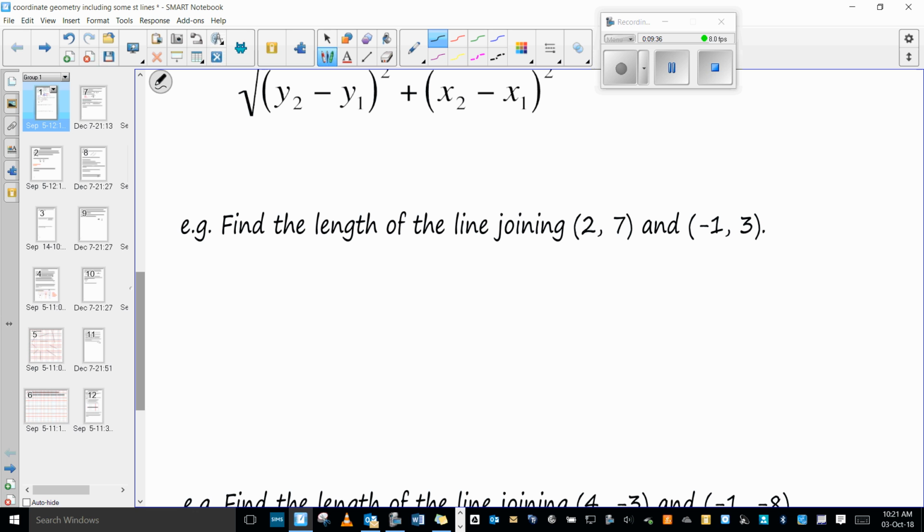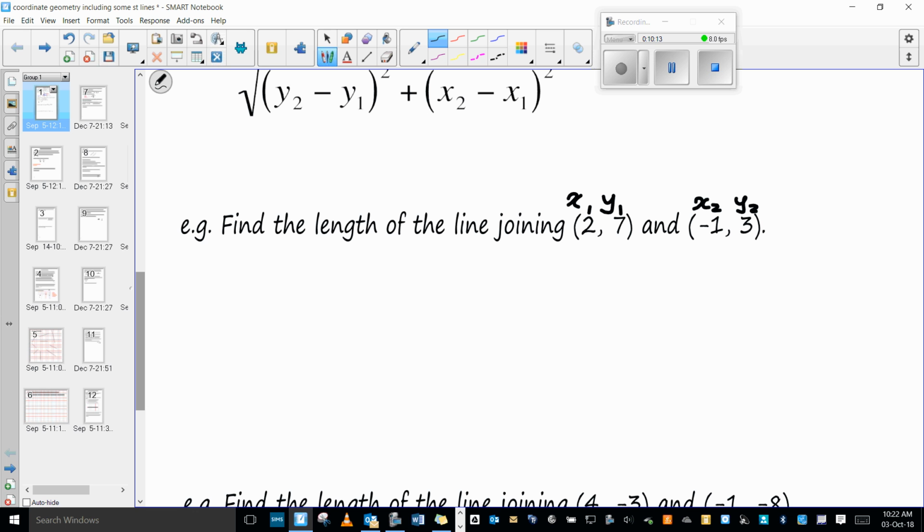So, it says, find the length of the line joining 2, 7 and negative 1, 3. My suggestion to you is that you write x1, y1 and x2, y2 above the coordinates. The reason I suggest that you do that is because sometimes people try to do shortcuts and get a bit lazy, and then they start, for example, doing y1 take away x1 instead of x2 take away x1. So they focus on a coordinate rather than each individual part.